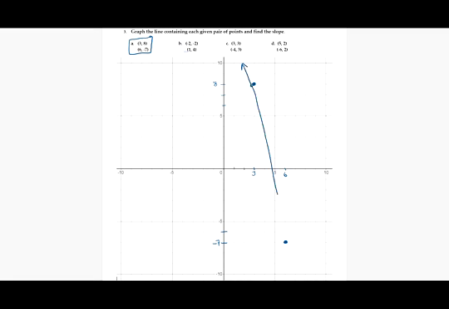Okay, so there's our 2 points. 2 points give us the line. It's a little wobbly, it should be straight, but there's the line. Okay, and the slope of this line, so this is the point, let me label the points. This is 3, 8, and this is 6, negative 7.